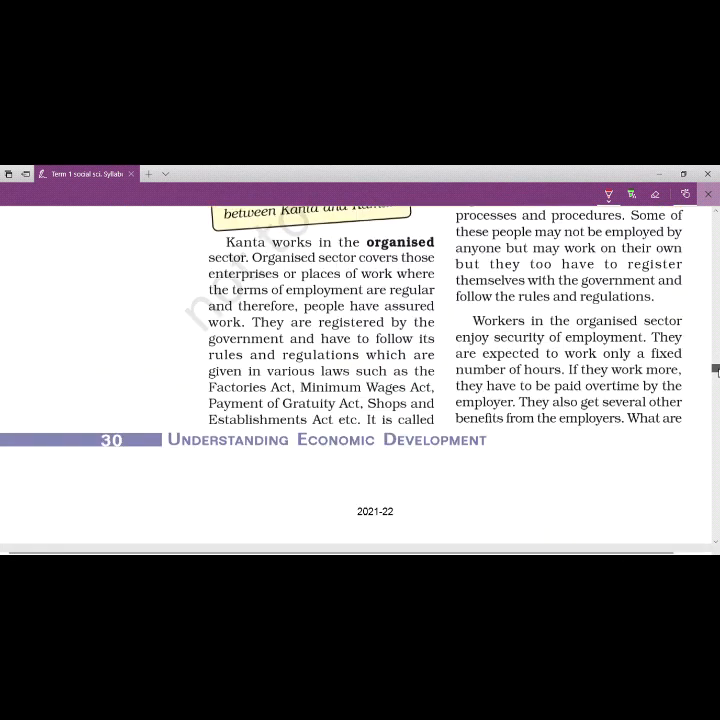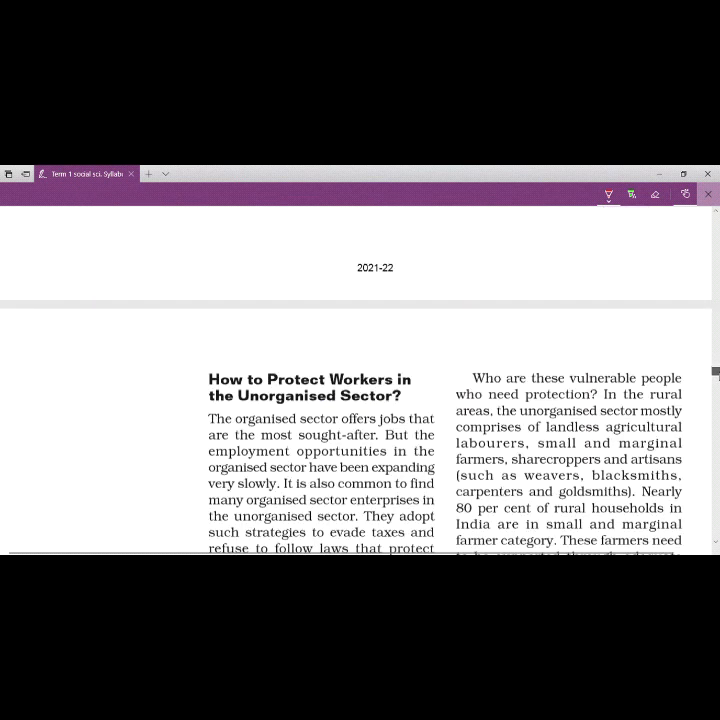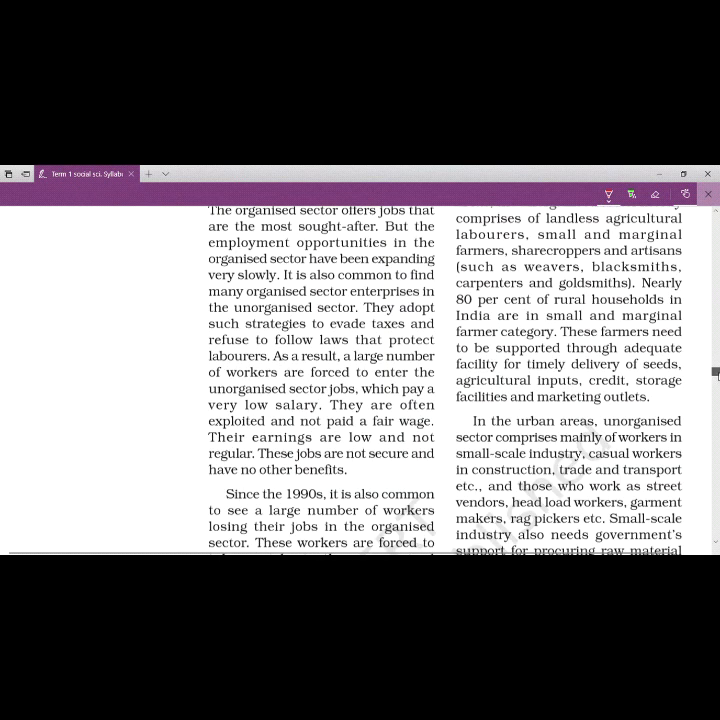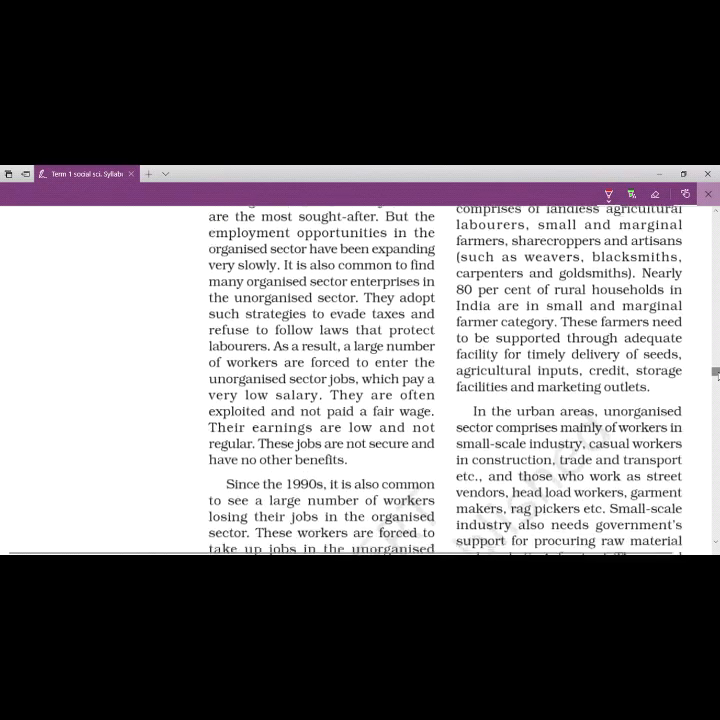Then there are sectors: organized sector, unorganized sector, private sector, public sector. I want to ask all of you one question: which sector is not for profit motive? Public sector, private sector, unorganized sector, or organized sector? You can discuss this question with your teacher, or you can tell me in the comment section if you know. It is a very important question, and I think you will get it in your exam.